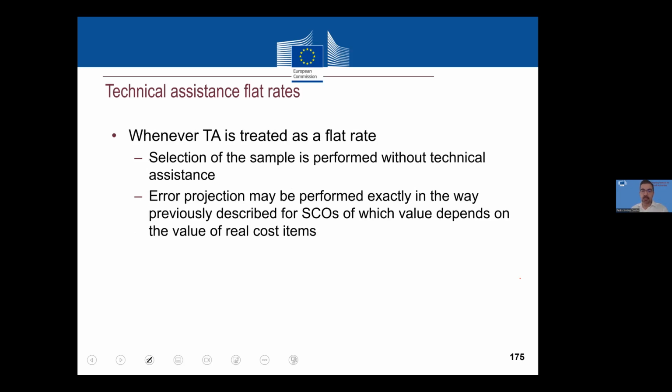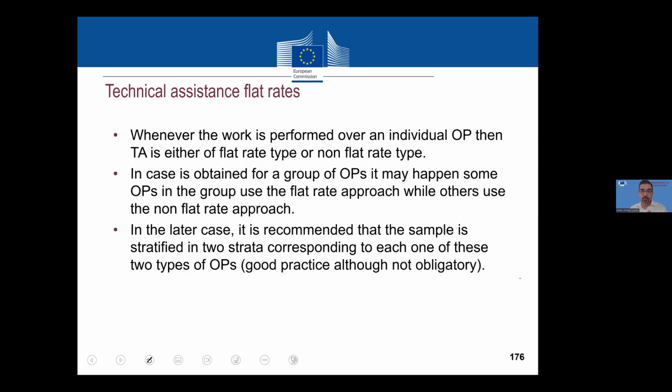Why is this relevant? Whenever the technical assistance is treated as a flat rate in these situations, you can select the sample without the technical assistance in exactly the same way we have seen for standard cost options. So the error itself can be projected exactly in the same way we have seen for standard cost options, which values depend on the value of real cost items. You have seen the methodology for doing that. You project the errors to the real cost items, and then the error is enlarged by the percentage of the flat rate. So nothing new here, it is basically the same thing.